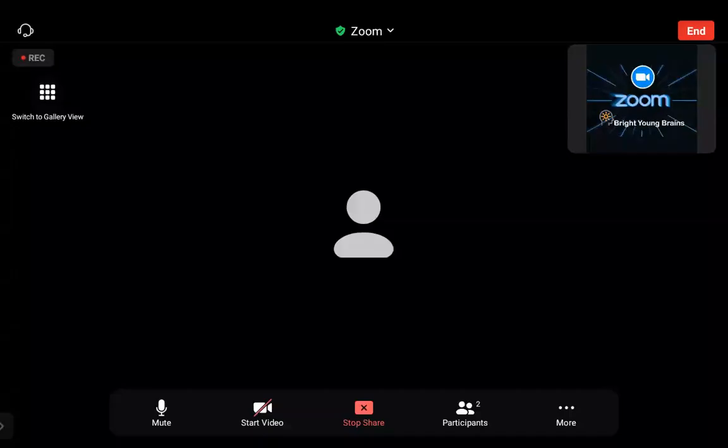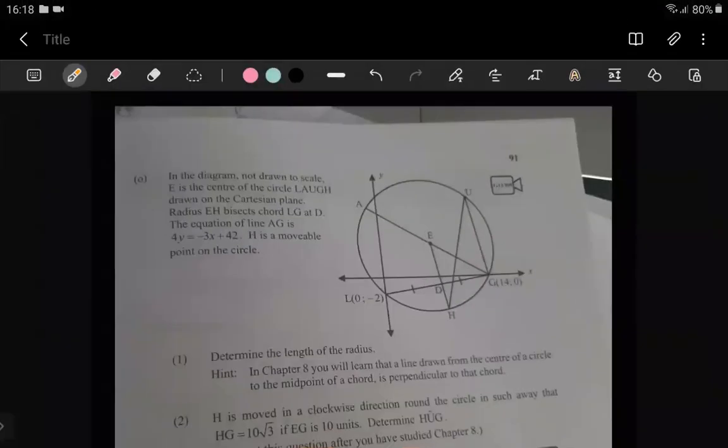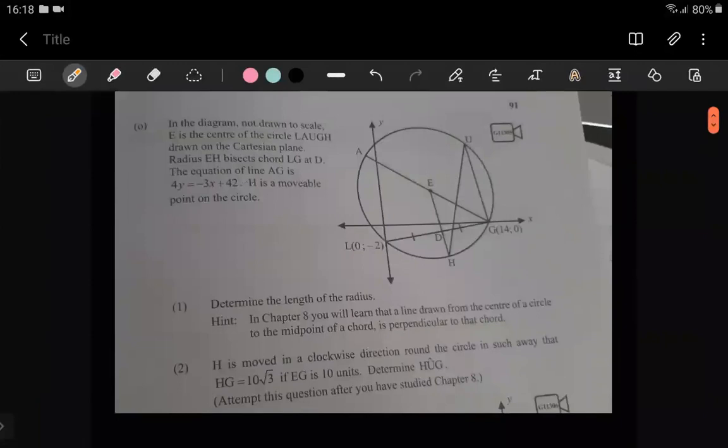To perform the ritual. So we have started. It says here, in the diagram, not drawn to scale. Okay, that's very reassuring. They said E is the center of the circle. Oh, wow. And then it says we do... pardon? No, carry on. We're doing, oh yeah. And then it says laugh, wait, the circle laugh.